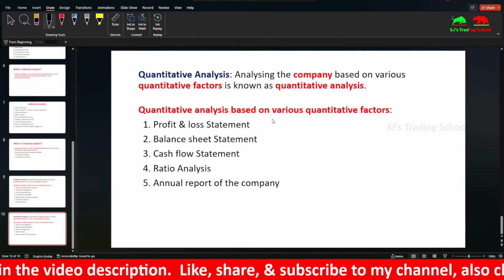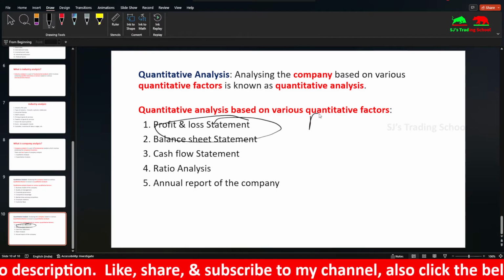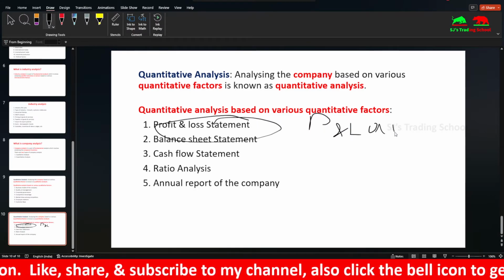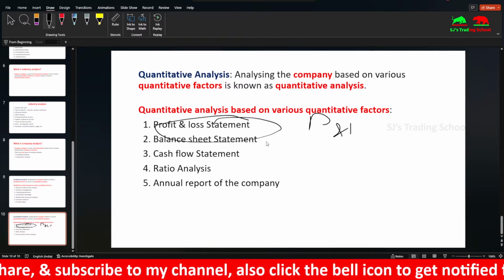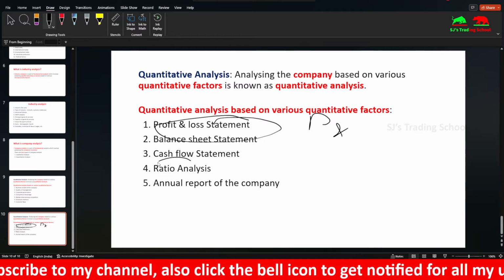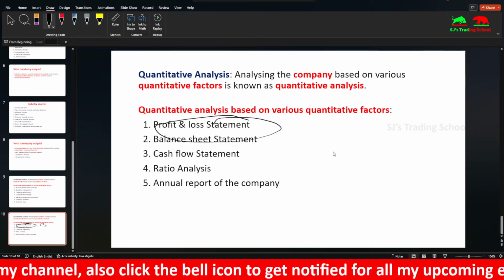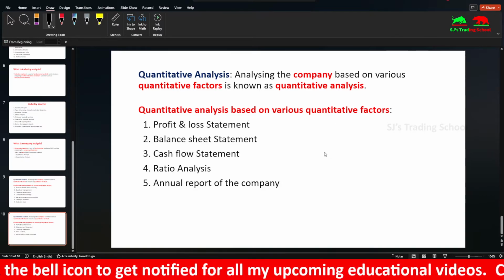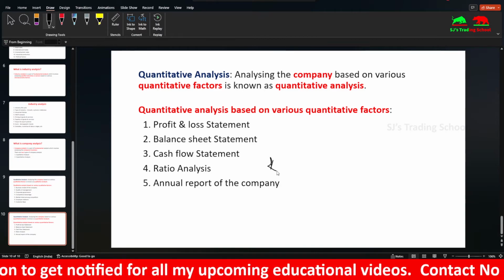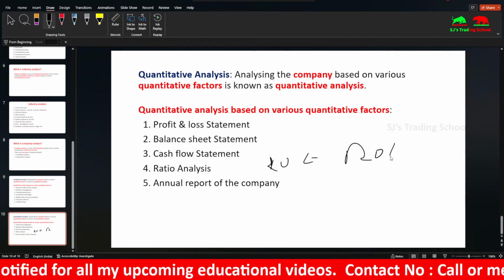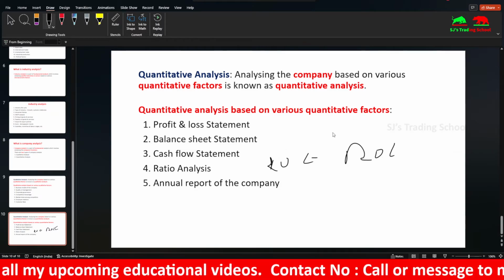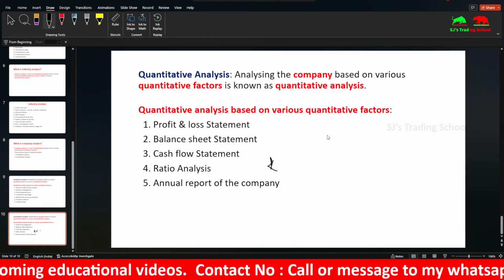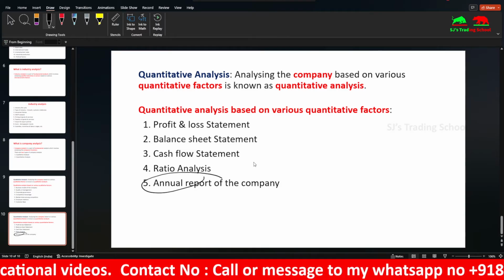So this involves the income statement, that is the profit and loss statement, known as the income statement, and then the balance sheet statement, and then the cash flow statement, and then ratio analysis such as the PB ratio, that is price to book value ratio, or the PE ratio, price to earnings ratio, the PS ratio, price to sales ratio, return on equity, ROE, return on capital employed. Analyzing the company based upon such ratio analysis, and then the annual report of the company.